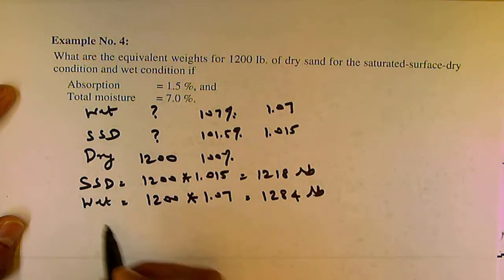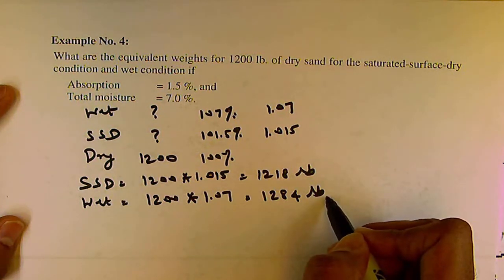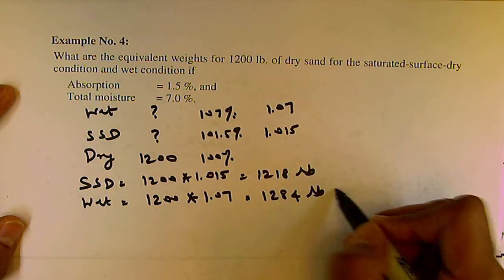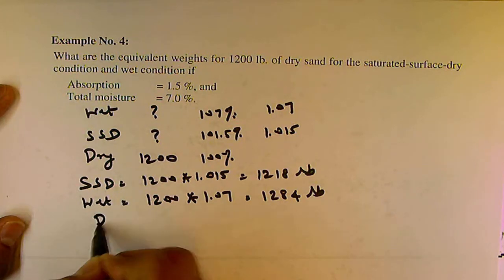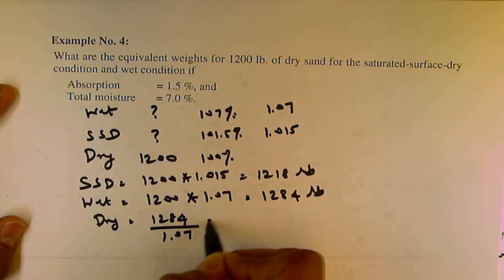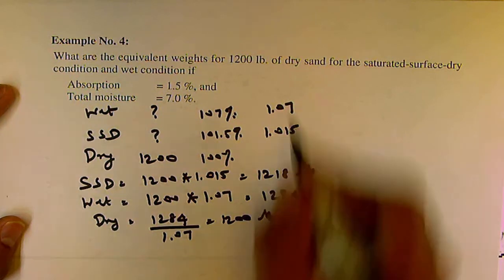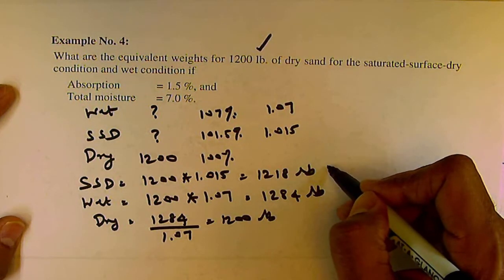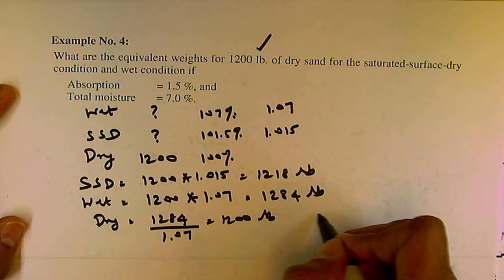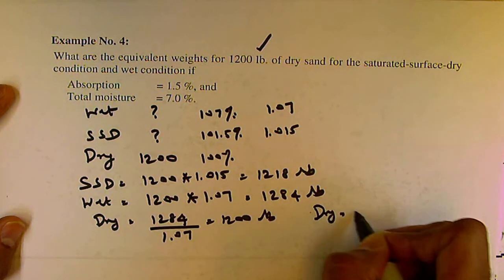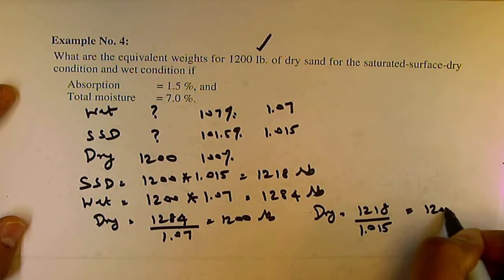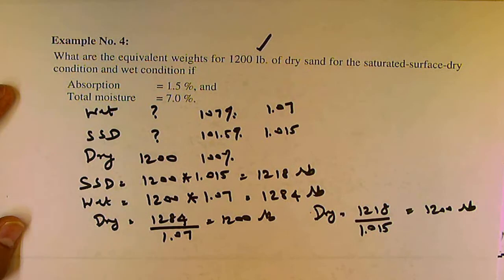So let's check that out. If we are given a wet weight of 1284 pounds, what will be the dry weight if the total moisture is 7%? The dry weight for 1284 pounds would be 1284 divided by 1.07, which will be 1200 pounds, which is what the problem stated. In the same way, if the SSD weight is given as 1218 and you have to determine the dry weight for 1.5% absorption, the dry weight once again will be the SSD weight, 1218, divided by 1.015, which will be 1200 pounds. Again, the dry weight is 1200 pounds, the same as in the problem.